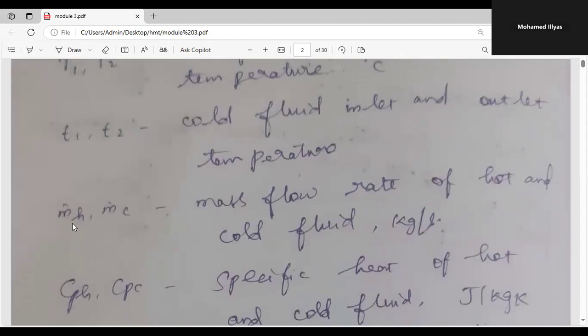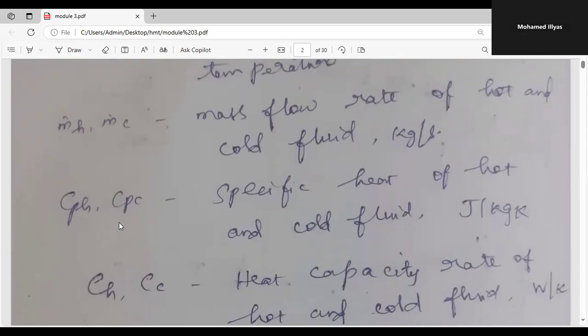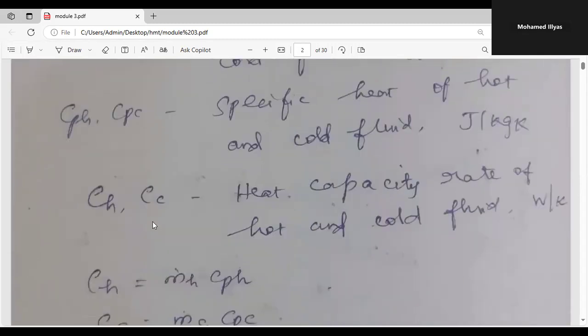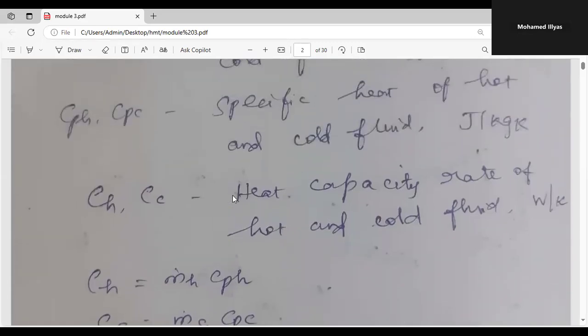And we consider the mass flow rate of the hot and cold fluid as m dot h and m dot c, and the specific heat of the hot and cold fluids as cph and cpc here. And there is another terminology we'll be using in the case of a heat exchanger. We call it the heat capacity rate. That is the multiplication of mass flow rate and specific heat of the respective fluids. So this we call the heat capacity rate.